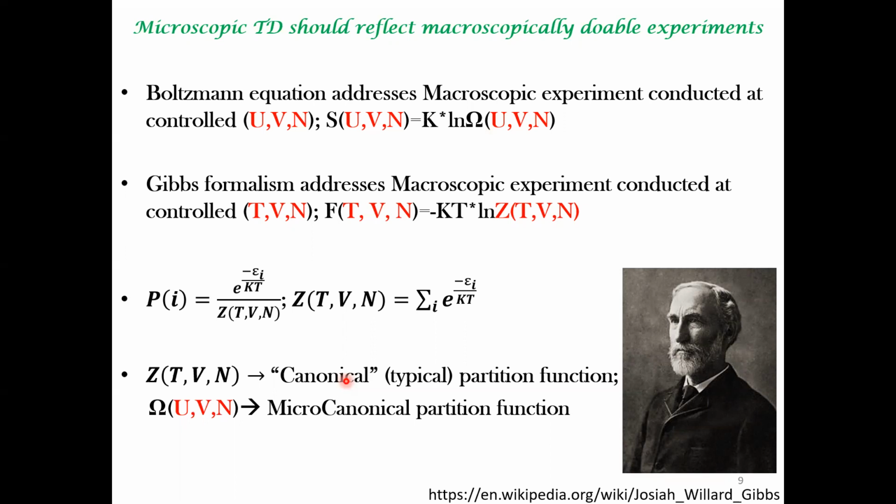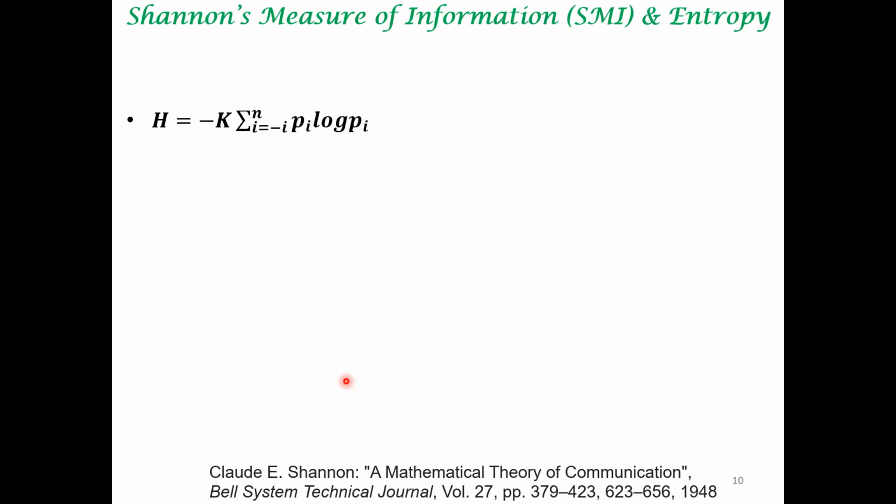I'm not going to hold you responsible for all these things, but if somebody is interested, we can discuss this further in your discussion hour. But this is just to give you a flavor of what we do in statistical thermodynamics. There is a more complete version of entropy. It comes from information theory, and this is called Shannon's measure of information.